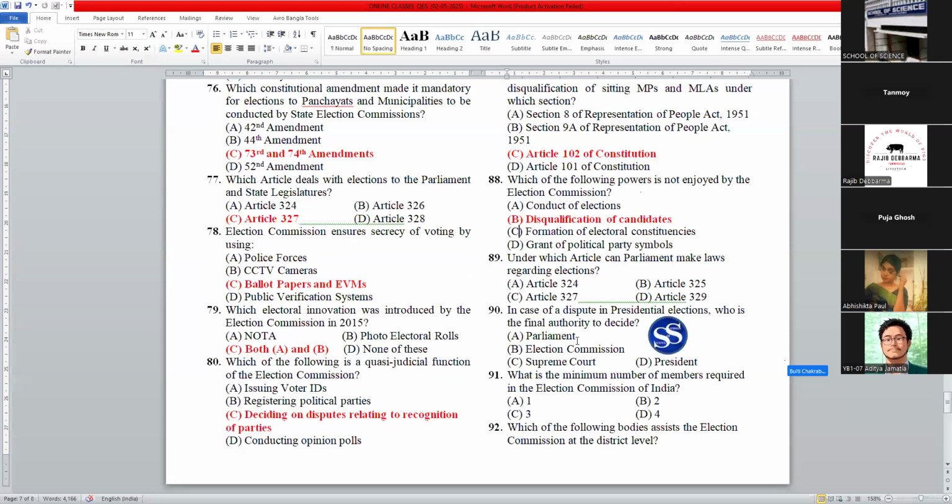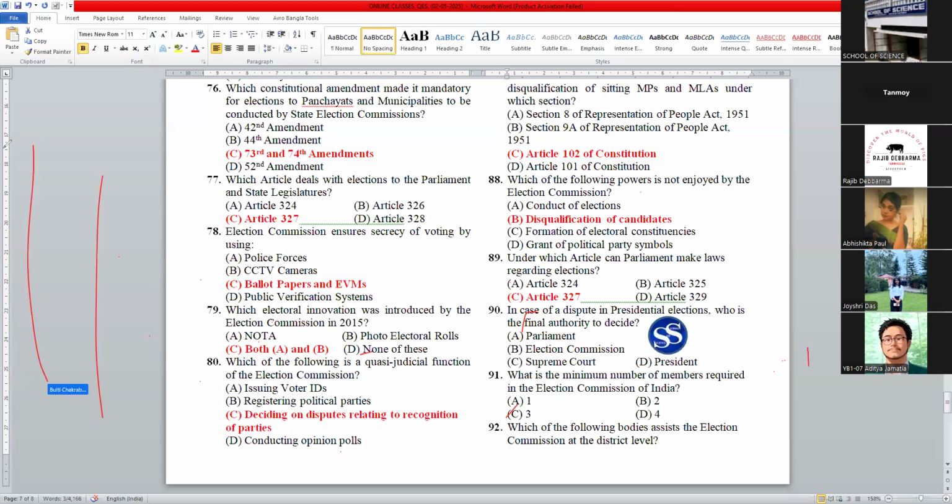Question number 89. Under which article can Parliament make laws regarding elections? Article 327. We already had a discussion about Article 327. Oh, fine. In case of a dispute of presidential elections, who is the final authority to decide? Supreme Court. Very good. And which article states this?